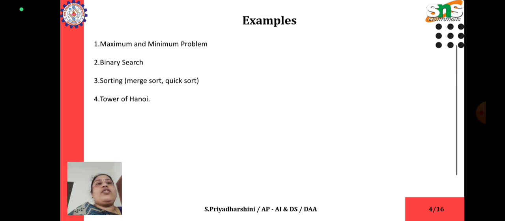Now the applications of divide and conquer. We can use it in various algorithms like sorting techniques such as merge sort, median finding, min and max finding, and matrix multiplication. You can also use it in Strassen's multiplication and in the closest pair algorithm. Here are some examples of the divide and conquer approach: the maximum and minimum problem, binary search, sorting with merge sort and quick sort, and the Tower of Hanoi recursive algorithm. We can use this divide and conquer strategy for all of these.